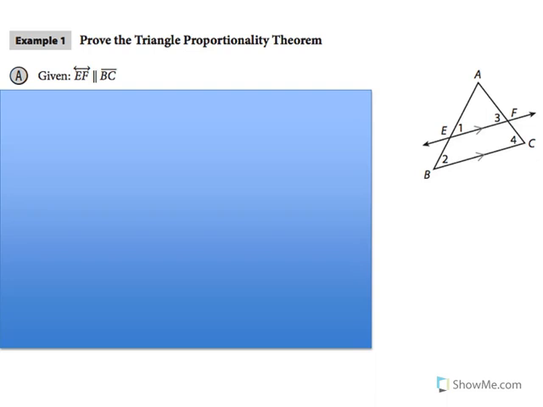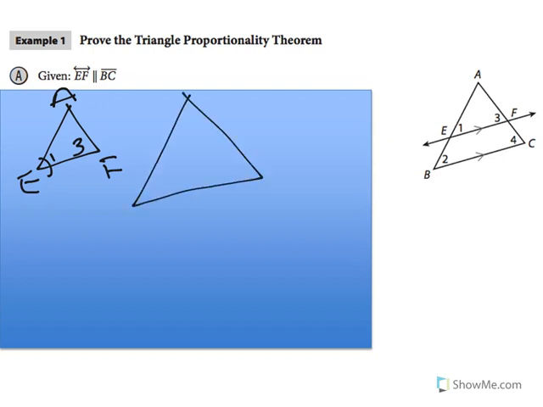Okay, so to prove the theorem, we're given that the line EF is parallel to BC. So here it's easier if we can redraw the two triangles. Here we have a smaller triangle AEF, and this is angle 1 and angle 3. And we have the larger triangle ABC, and angle 2 and angle 4. And we're given that EF is parallel to BC.